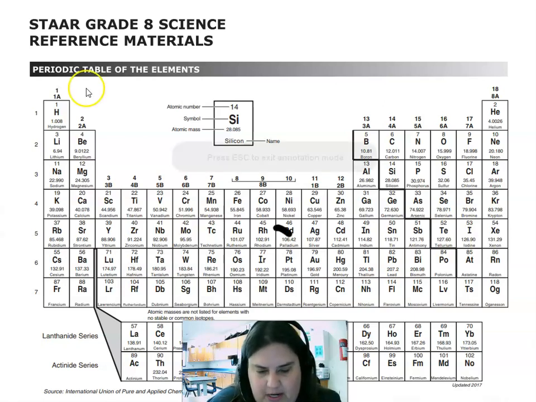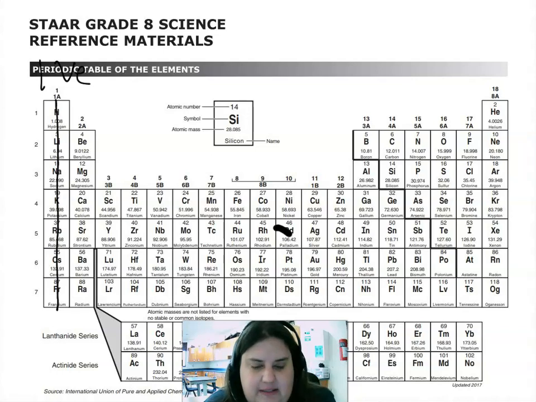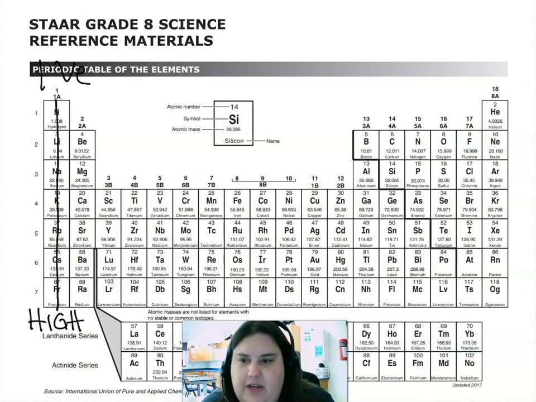So group 1 has one valence electron. Everything in this group going down is going to have one valence electron. It is going to have very high reactivity. So everything in group 1 is going to be a highly reactive metal, except for hydrogen. They're going to be highly reactive metals, and they're all going to be similar in properties to each other.